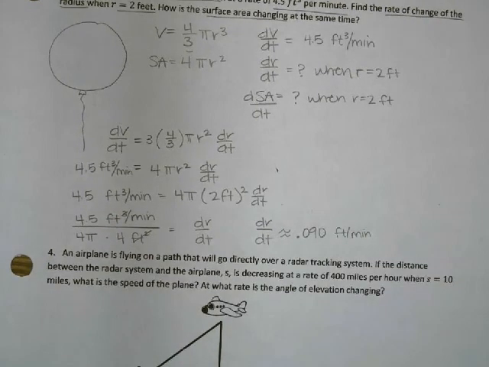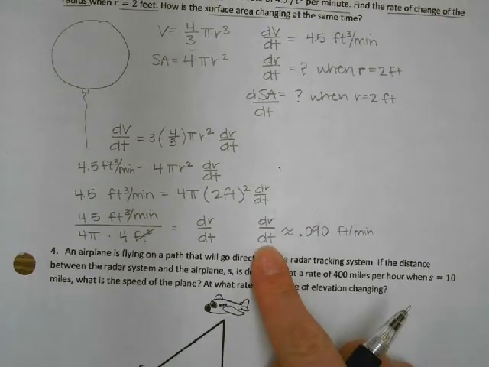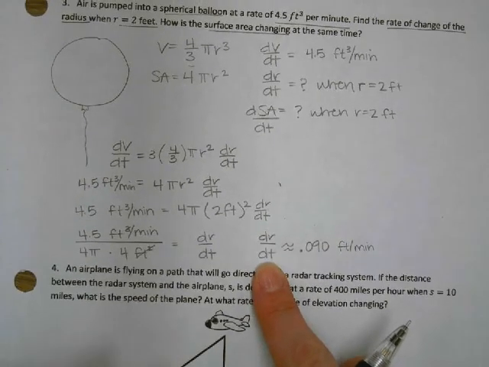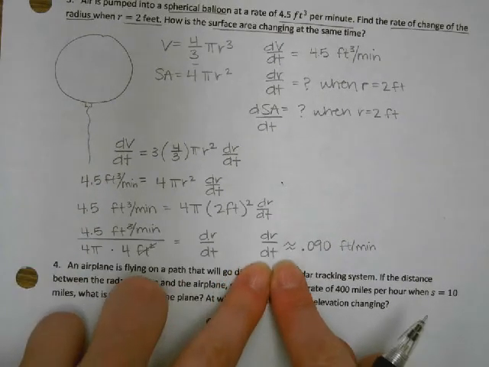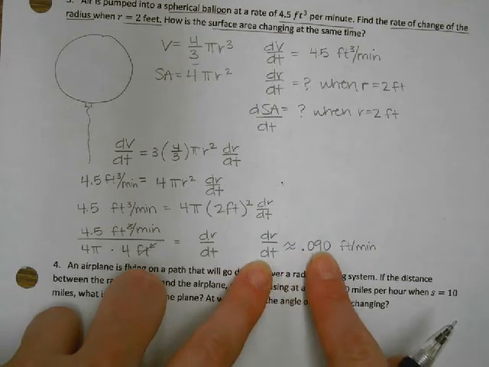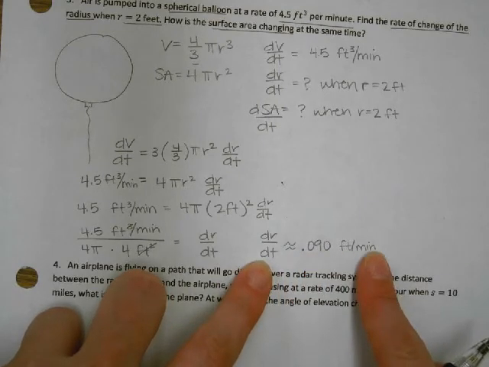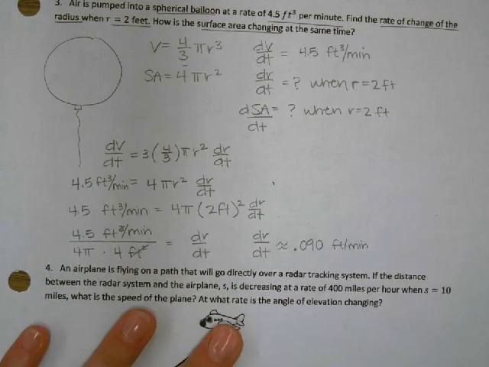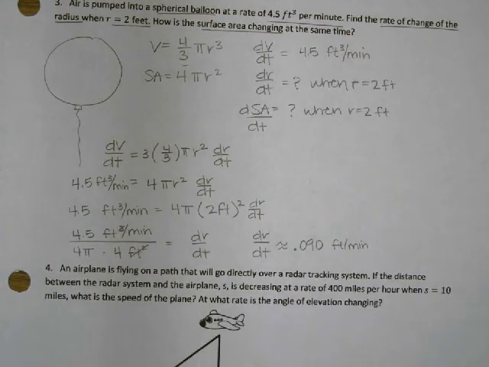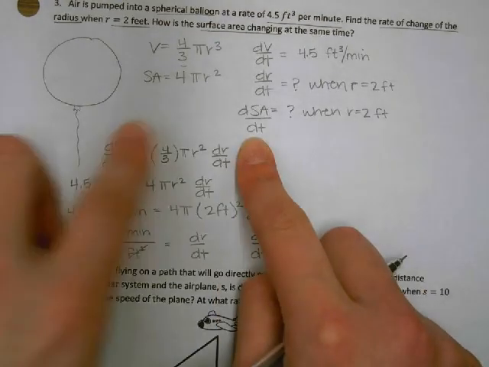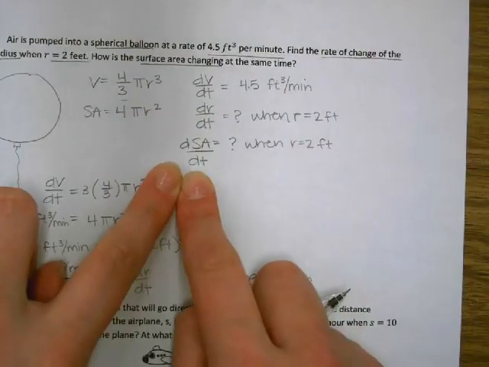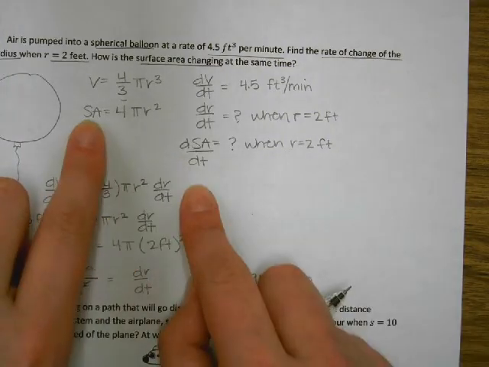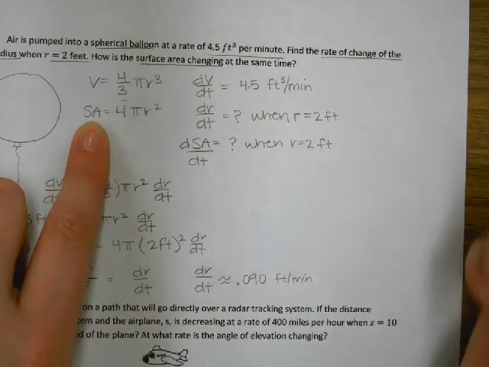Okay, so that was one thing we needed to solve for, and dr dt is the rate the radius is changing. So as air is being pumped into the balloon, the radius is changing by 0.090 feet per minute when the radius is 2 exactly. That's what that part is saying, and we're going to write that in a sentence, of course, in a second. So I'm going to go ahead and see if we can figure out this other rate of change we needed. So we're saying that ds dt is what we're solving for. So I'll go ahead and take the derivative of this equation.